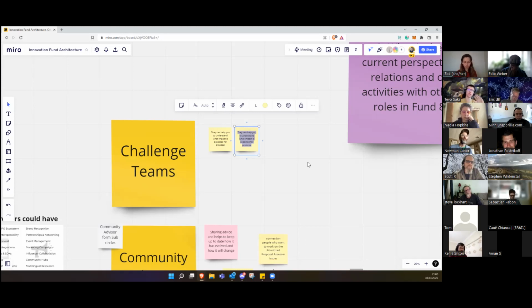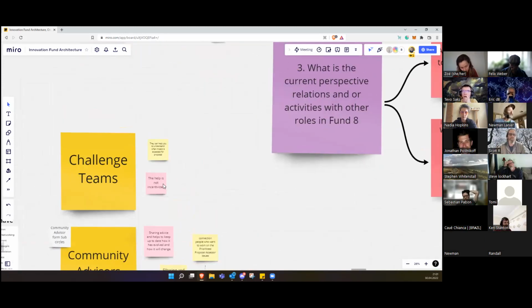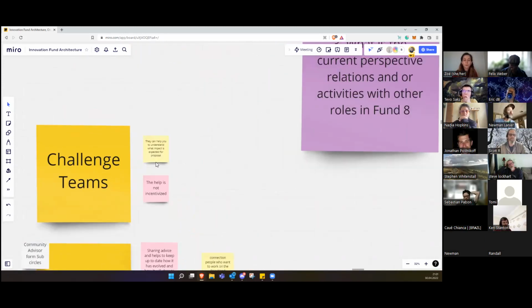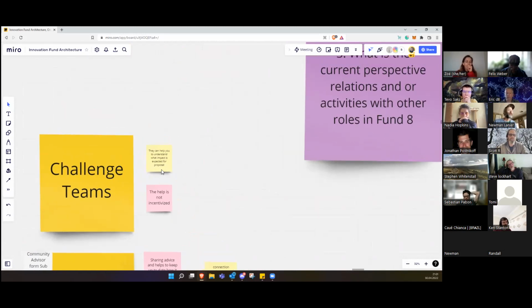So you're saying that challenge teams do not really interact with community advisors because they come after, when the proposals are funded. Yeah, that's the part that is incentivized by IOG at the moment. They expect you to start working when they are funded, not before that. So that would actually be an issue here. Did I get you right, Tommy? You're saying that the challenge team shouldn't start working with the proposers until after they're funded? That is the expectation from IOG.